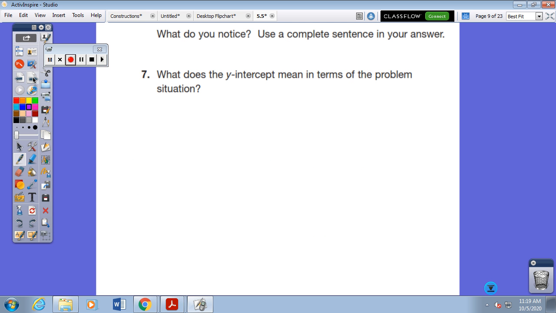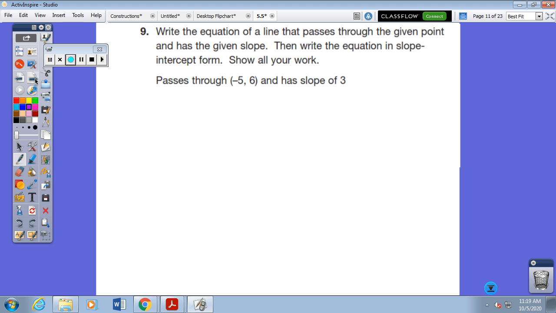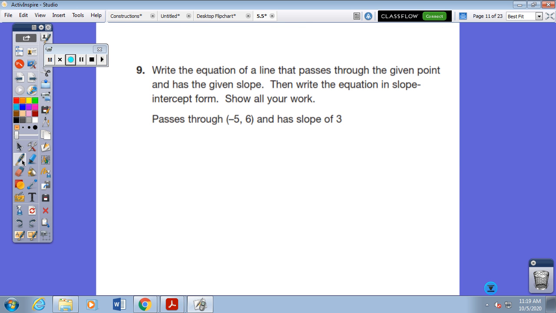All right. Like I said, we're going to skip around. So that was page 53. Let's look at page 54. We're going to go to number 9. So again, the first thing you need to do here is at the top of your paper, write down the point slope form. Y minus y1 is equal to m times x minus x1.